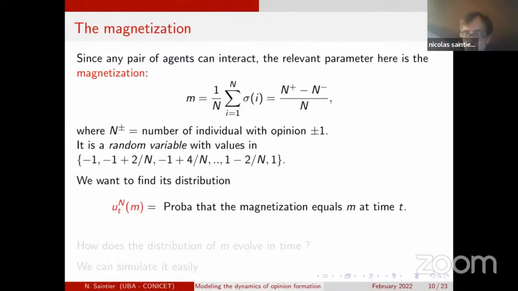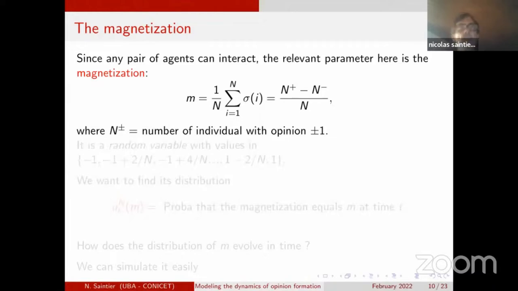So this is a sum of plus one and minus one divided by the number of individuals in my population. N plus is the number of individuals with opinion plus one, and N minus is the number of individuals with opinion minus one. And this quantity tells you exactly what happens, because I know N, the total number of individuals in my population. So if someone tells me the value of M, since N minus is just N minus N plus, okay?